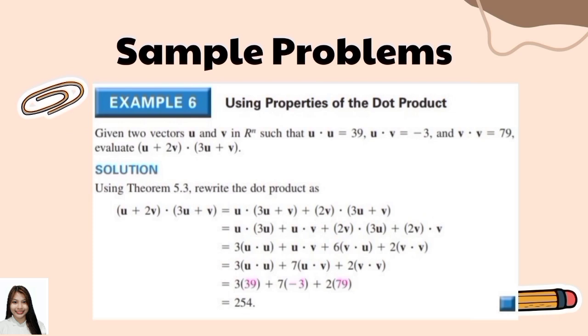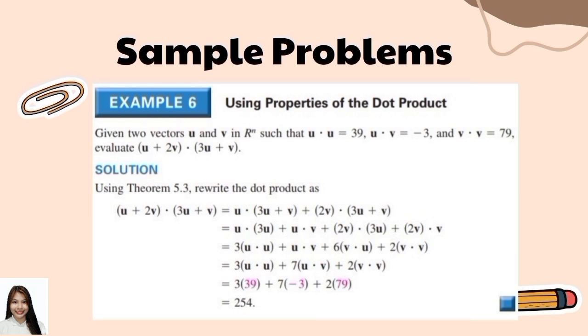Using again the properties of the dot product, we have vectors u and v in R^n such that u · u = 39, u · v = -3, and v · v = 79. Evaluate (u + 2v) · (3u + v). Using Theorem 5.3, we write the dot product as (u + 2v) · (3u + v) = u · (3u + v) + 2v · (3u + v).